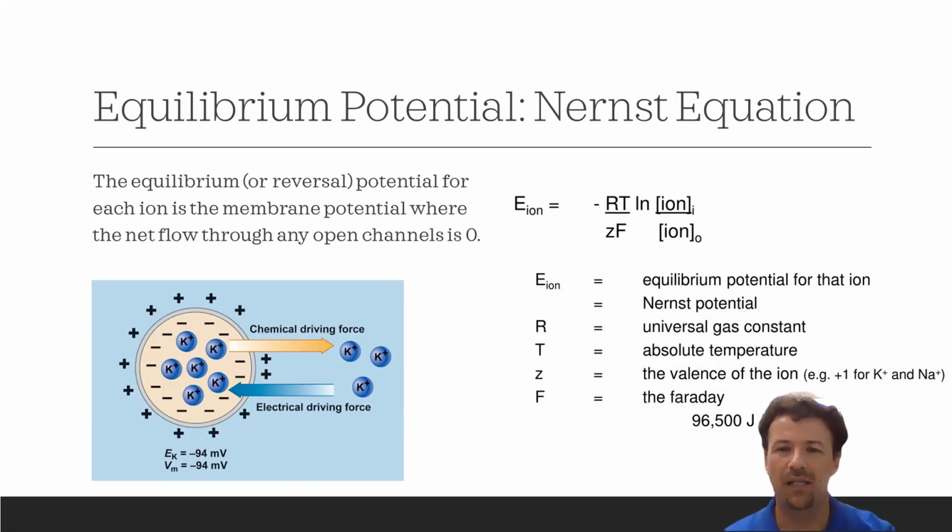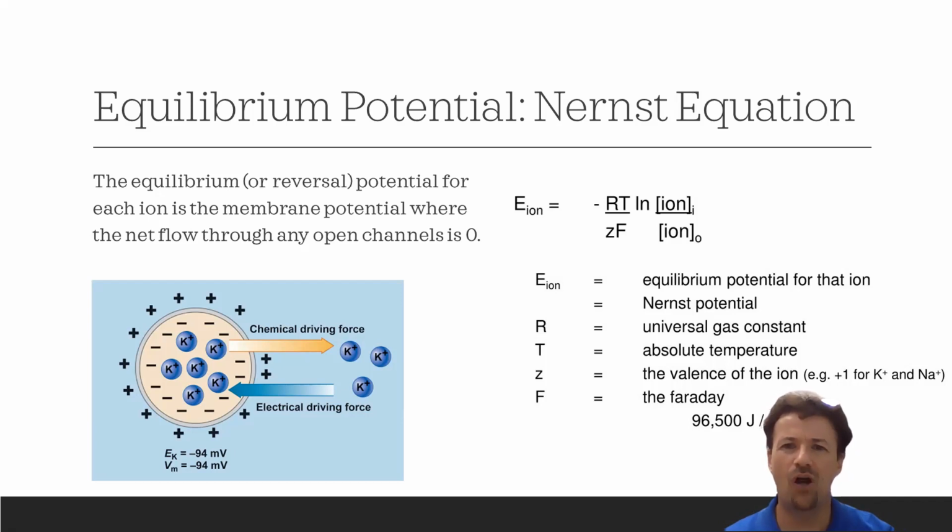And those letters there should be fairly familiar to you. R is the universal gas constant. T is the absolute temperature measured in degrees Kelvin. Z is the valence of the ion. Valence refers to the charge, and not just the size of the charge, that is +1, but also the particular polarity of the charge. So potassium, if I were to ask you, what is the valence of potassium? You should tell me +1. If I should ask you, what is the valence of chloride? You should tell me -1. If I ask you, what is the valence of calcium? You should tell me +2. And finally, F is a Faraday constant.